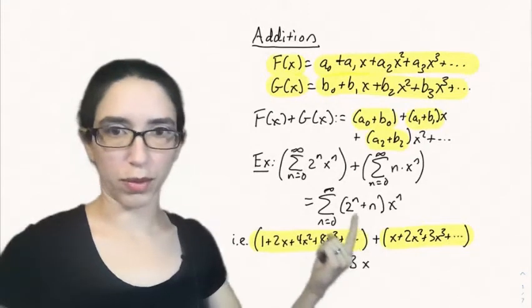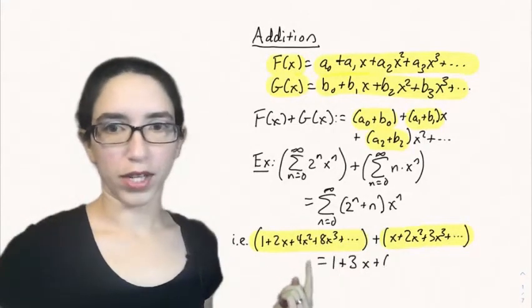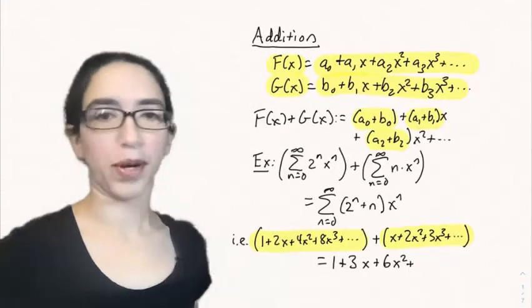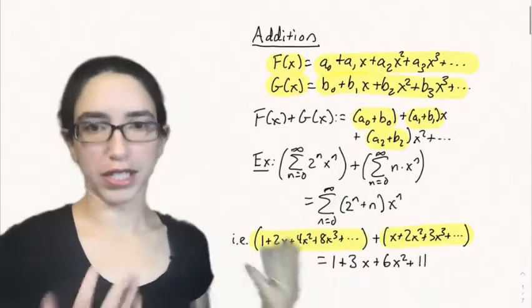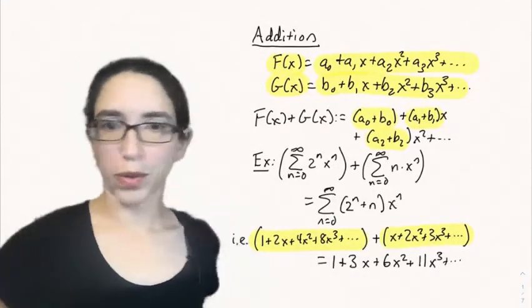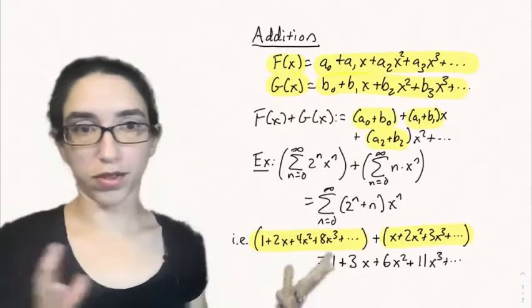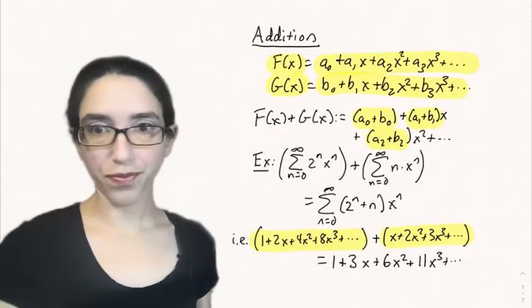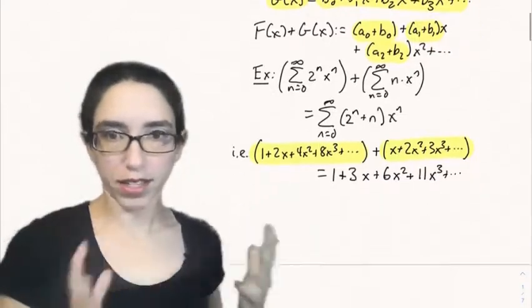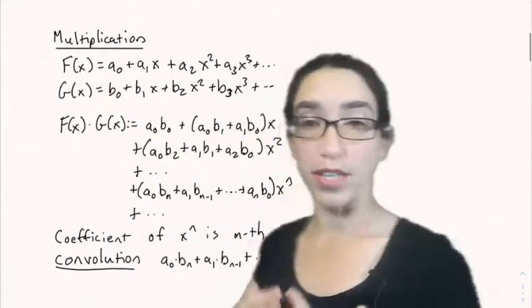That's 2 to the 1 plus 1. And then 4x squared plus 2x squared is 6x squared. 8x cubed plus 3x cubed is 11x cubed, and so on. So we really are just adding terms component-wise. So that's how we take sums of generating functions. Now let's look at products.